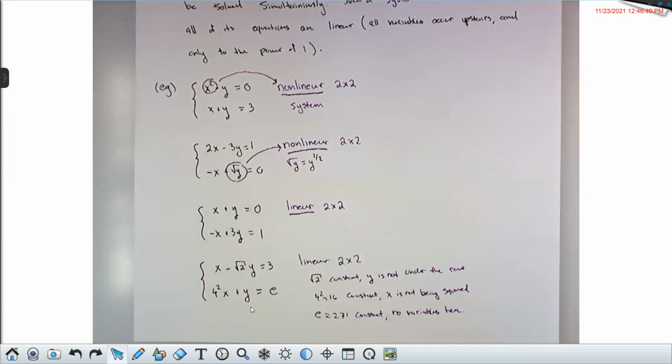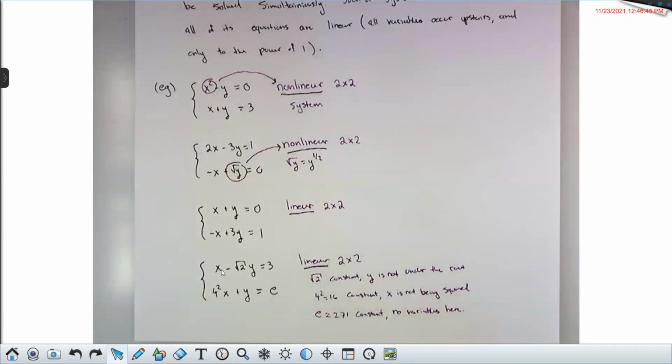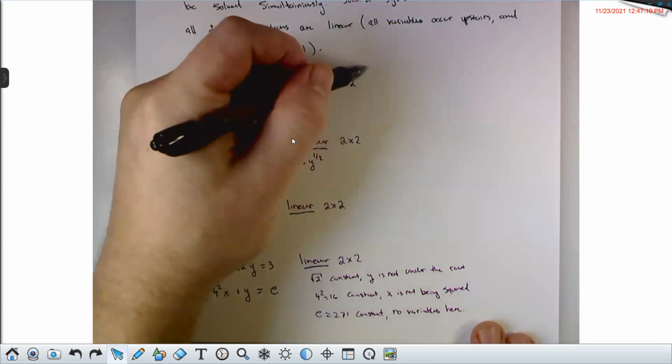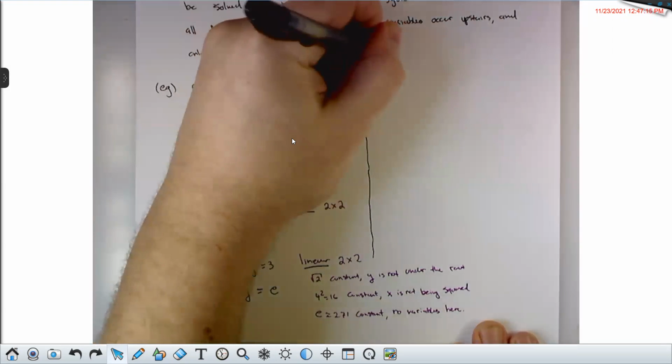So this last one is a little bit deceptive, but you do want to be on the lookout. These can make good true-false questions, right? Like on your exam 4, I could give you the system and ask you to classify it as linear or nonlinear. And even though there is a square root, there is a power, there is an e, this is still a linear system because none of that stuff is being done to the variables. So it's really all about what's going on with the variables. All right, well, I've got you here in this classification scheme. Let's talk about some non-2x2 systems.